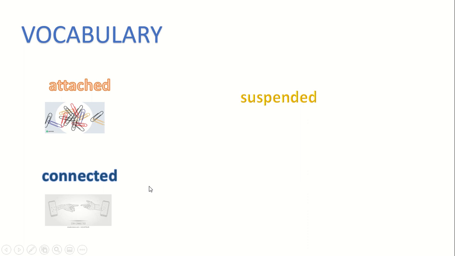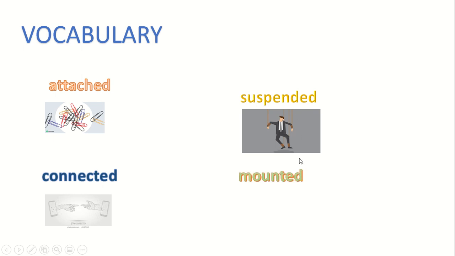Okay. The third word is suspended. Suspended. Let's look at this picture. Does this man touch the floor? No. Why? Because he is suspended with ropes. Okay. The last word is mounted.